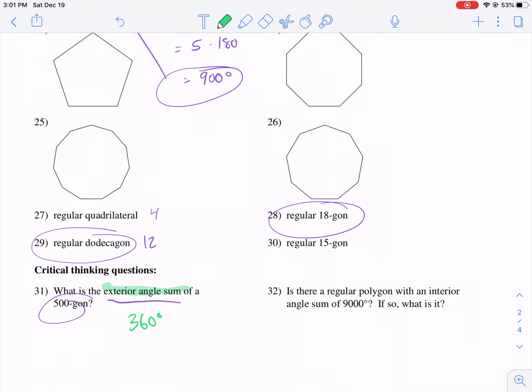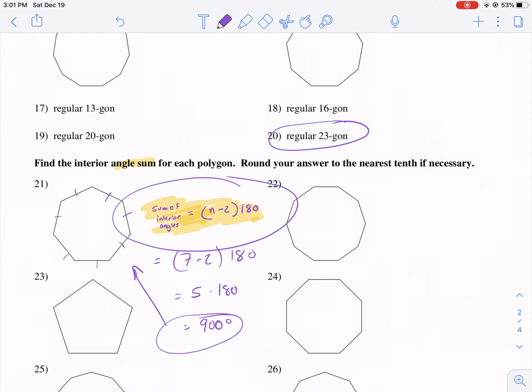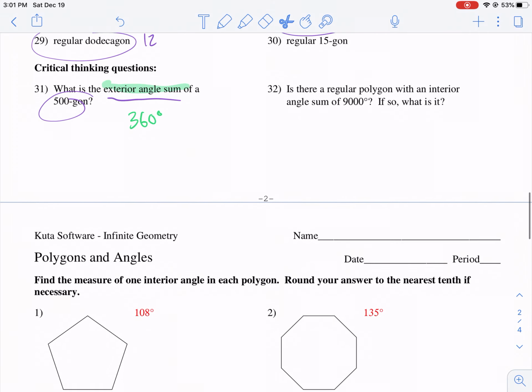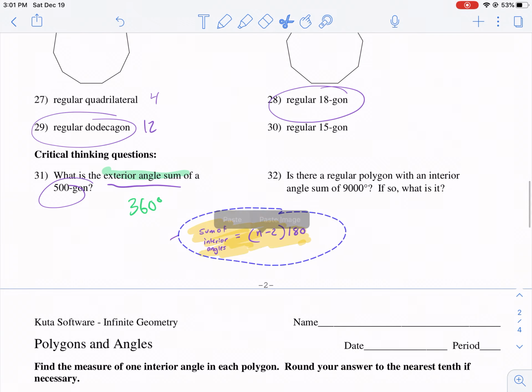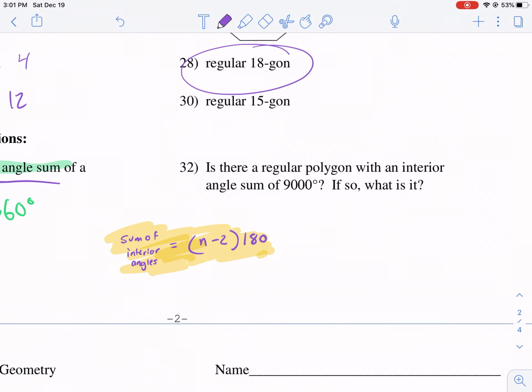Is there a regular polygon with an interior angle sum of 9,000? Well, we can find out. Interior angle sum, that's this formula right here. Guess what we're going to do? We're going to copy paste it again. If you don't need this section, you can just skip it, so see you next time. But I'm going to finish this off real quick in case you're still watching. The sum we know is 9,000, so we plug that in for sum, set it equal to this, and solve for n.